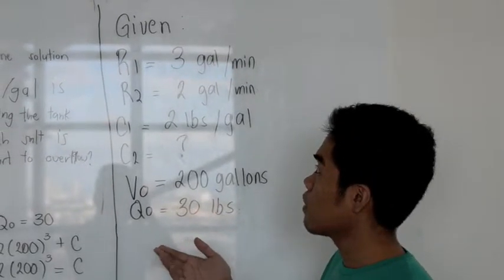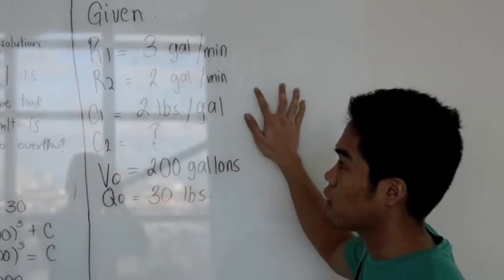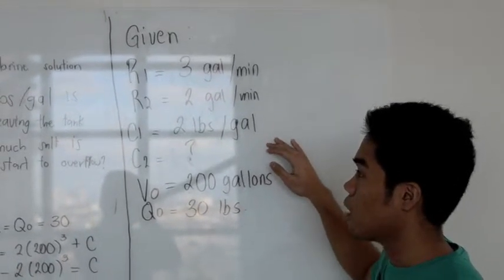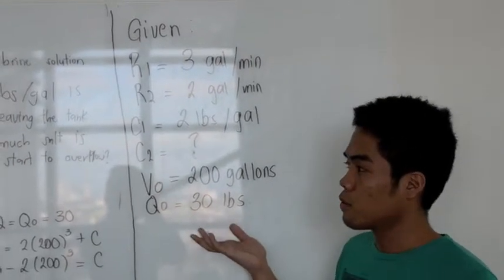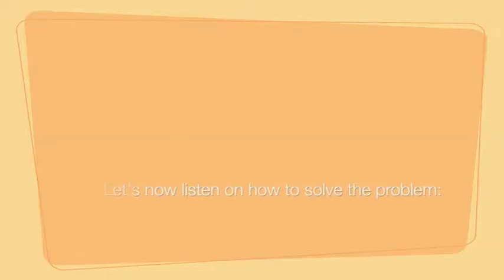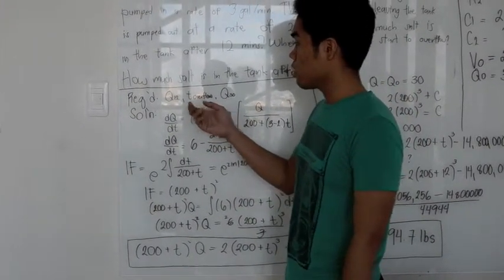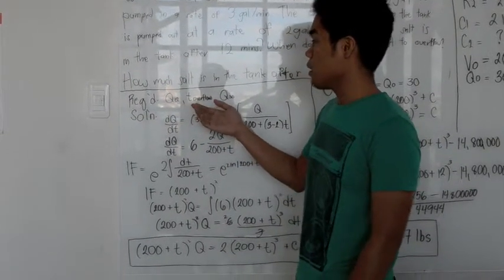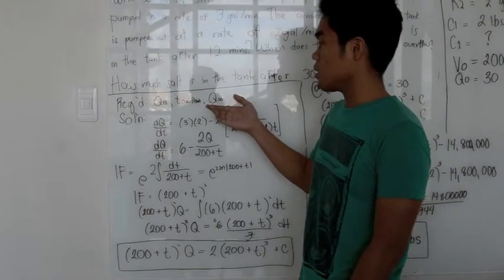So here are the givens. The first rate, 3 gallons per minute. The second rate, 2 gallons per minute. And the first concentration, 2 pounds per gallon. And the initial volume, 200 gallons. And the initial amount of solute, 30 pounds. So the required quantities are the amount of solute at time equal to 12, the time it takes for the solution to overflow, and the amount of solute at t equals 30.